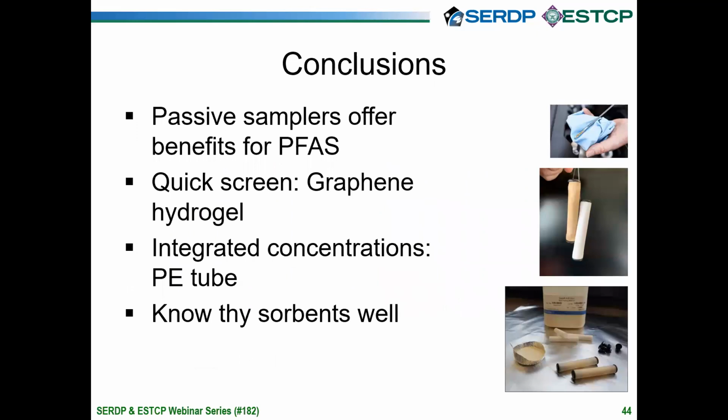So let me wrap up. We think passive samplers offer benefits even for compounds like PFAS, which are much easier measured directly compared to some of the other chemicals that DoD had concerns with. The graphene hydrogel we think of as a dipstick. It's a quick tool that could be used to measure pore water, or what is dissolved in soil water, fairly quickly, of course, also in water directly.